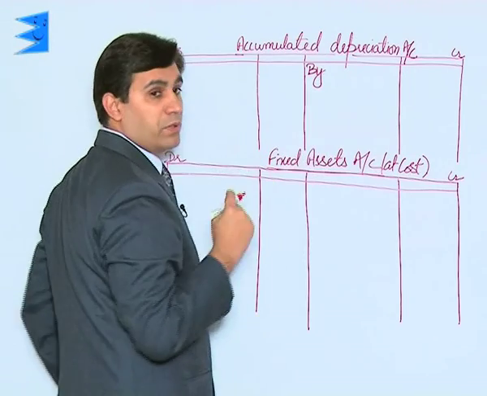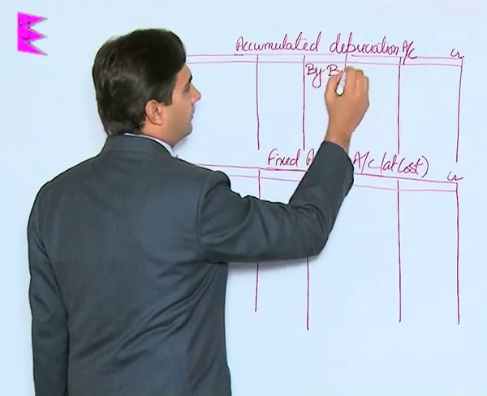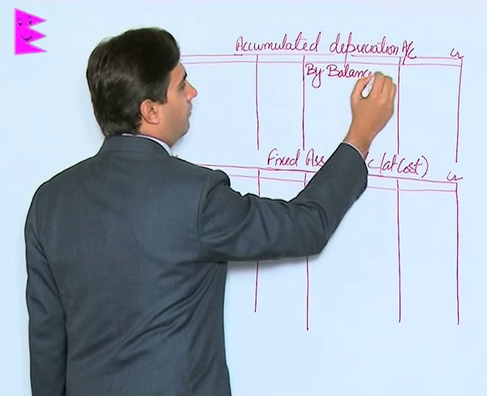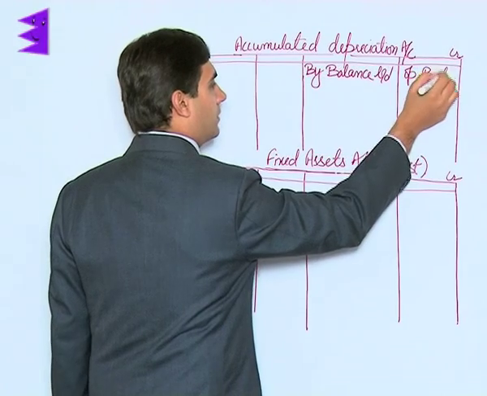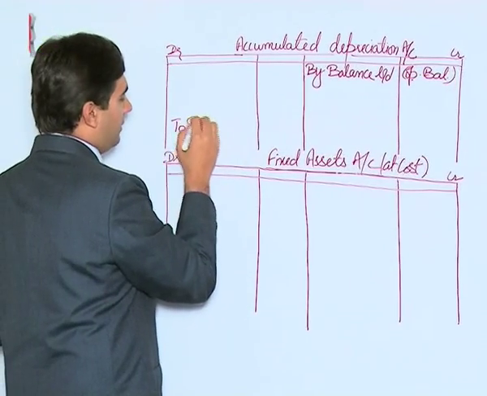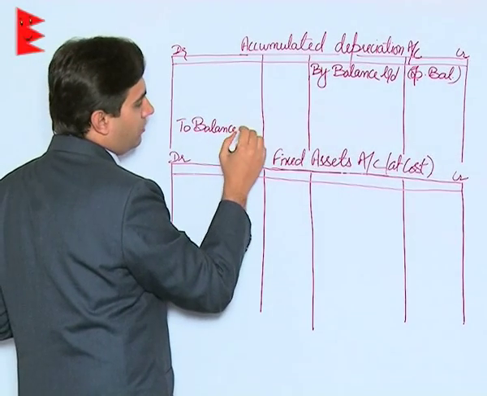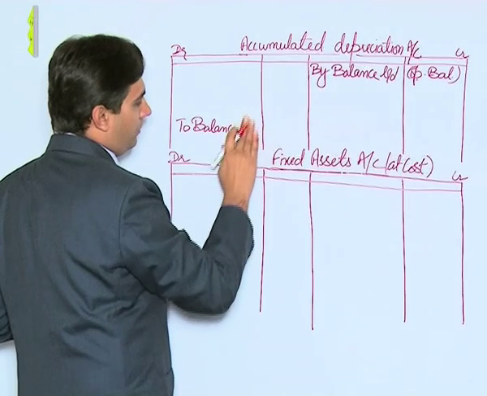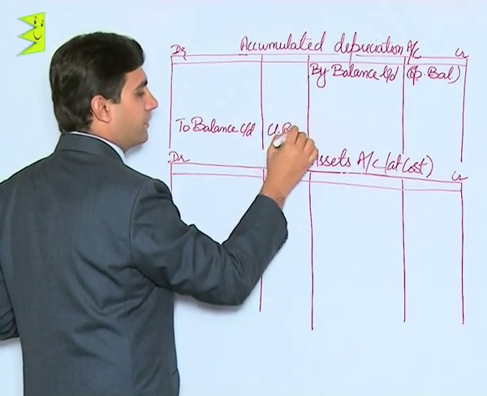Remember, it can be provision for depreciation in its place. So by balance brought down, opening balance, and any closing balance would be written here as to balance carried down, closing balance.